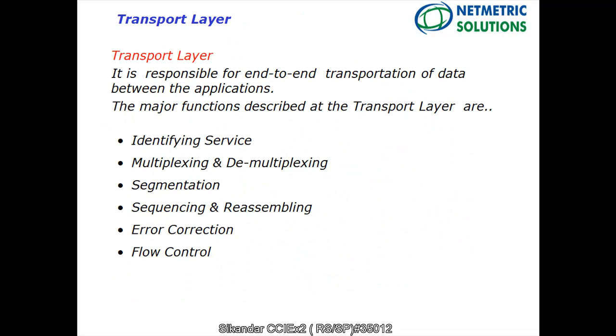The transport layer is responsible for end-to-end transmission of data, the transportation of your data. So the major tasks here are identification of service, multiplexing, demultiplexing, segmentation, sequencing and reassembling, error control, and flow control. These are all the different processes that happen. To provide end-to-end delivery of the data, it is going to use different mechanisms. In that, the first one, let's talk about identification of service.